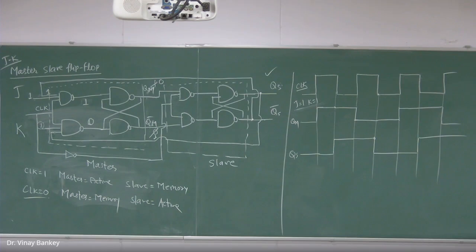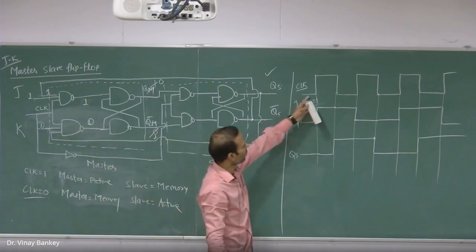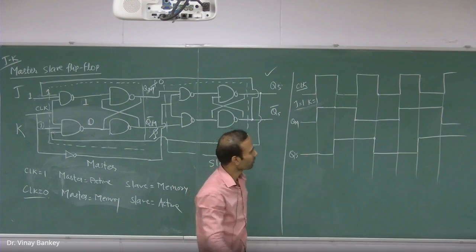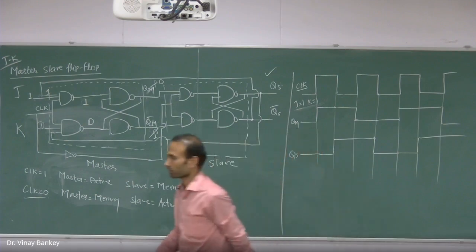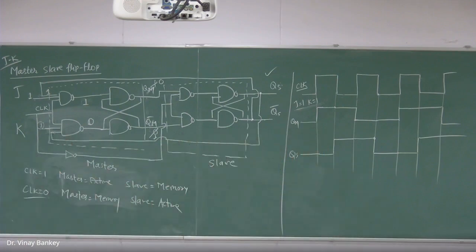There are 3 types of triggering. What do you call this? Clock pulse. Whenever you apply clock pulse, and according to the clock pulse your circuitry is working or is in active mode, that is called triggering, because you are triggering that circuit. So according to the position of this clock pulse, we define 2 types of triggering. And what are they? We'll see here.